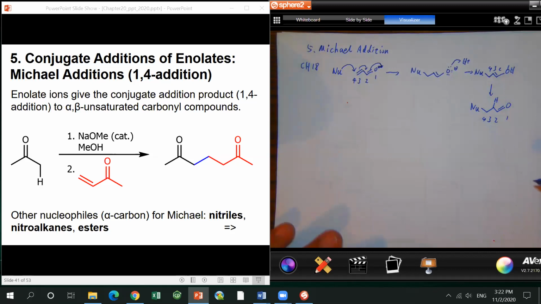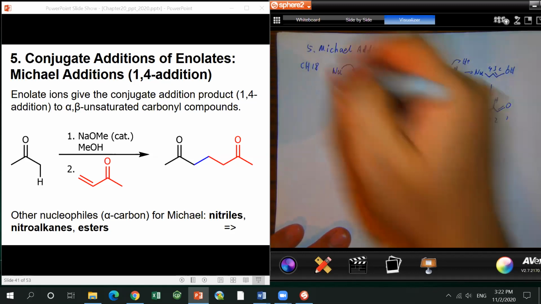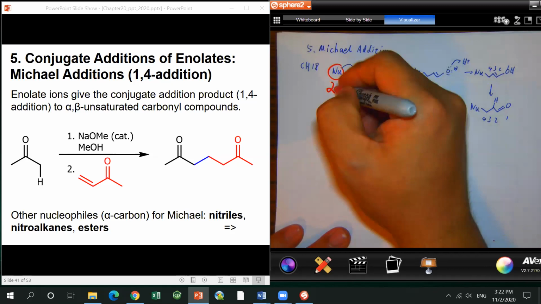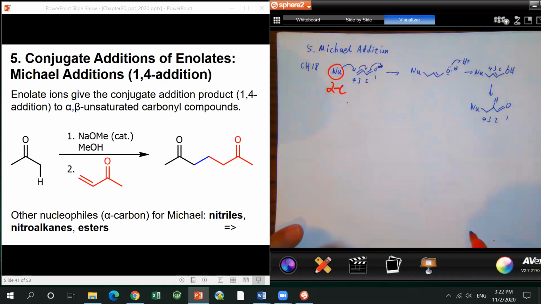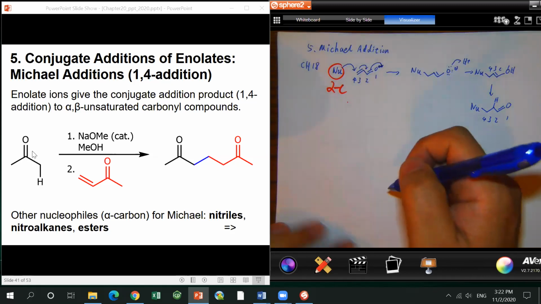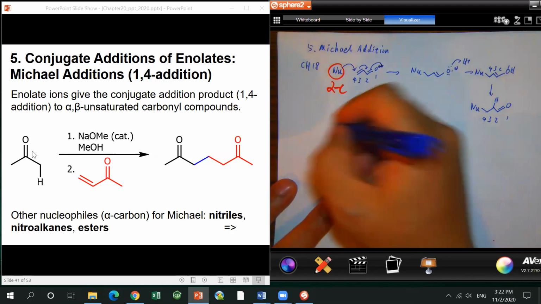And for the Michael addition, pretty much this alpha carbon becomes the nucleophile, trying to do a 1,4 addition, so it actually looks like a 3,4 product. The general reaction is shown here: a ketone as the nucleophile reacts with an alpha beta unsaturated ketone or aldehyde, which is also fine.